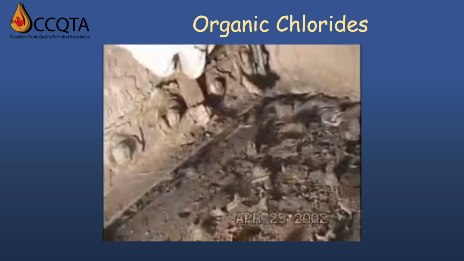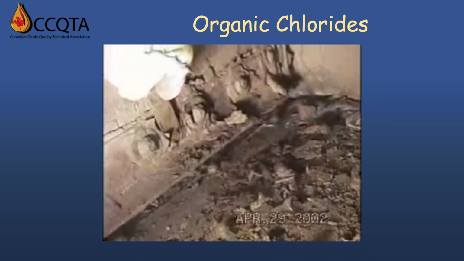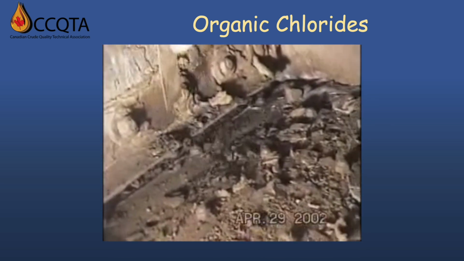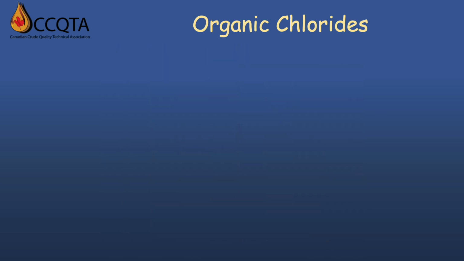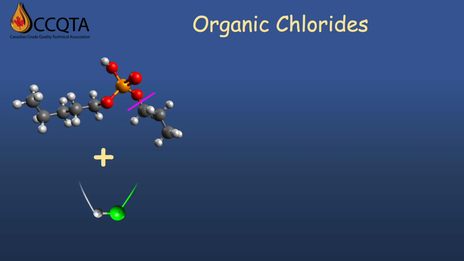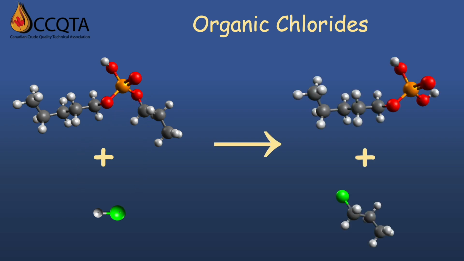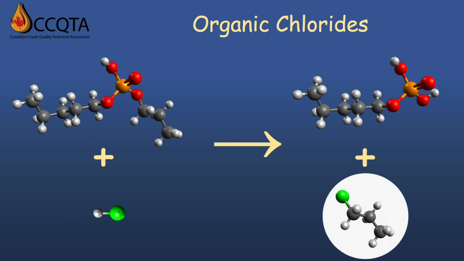Additional work completed by the CCQTA on the phosphorus fouling issue has also determined that some of these volatile esters in the crude tower can react with hydrochloric acid to form organic chlorides. As we talked about earlier, the acid is already present in the tower due to inorganic salt hydrolysis. It then reacts with the phosphate ester group to form an organic chloride.